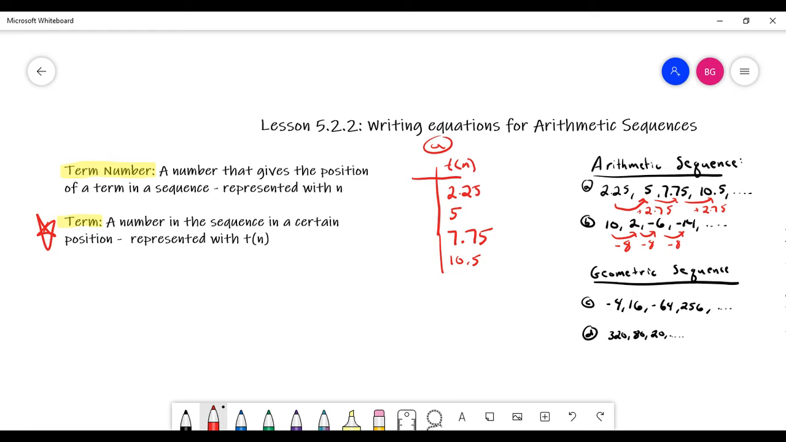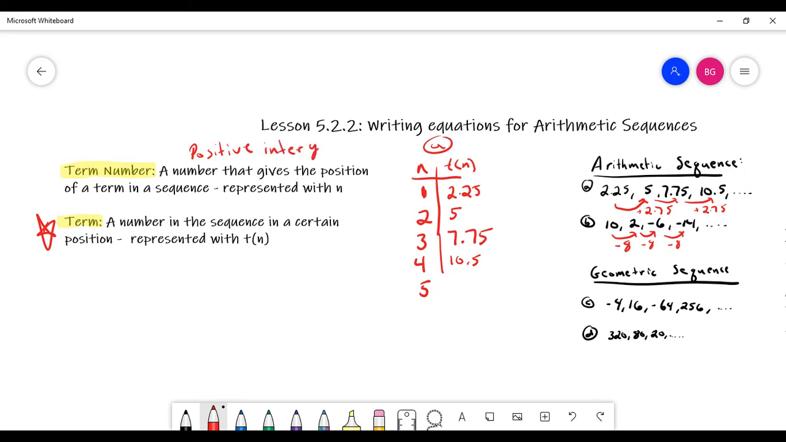Now, term number is represented by that n. That tells you the position that you're looking at in the sequence. So 2.25 is the very first number listed in our sequence, so that term number is 1. 5 is the second number listed, so that one is term number 2. And then 7.75 is 3. 10.5 is 4. And then the next one would be 5, 6, 7, and so on. So term number is always going to be a positive integer. And I'll write that here as well.